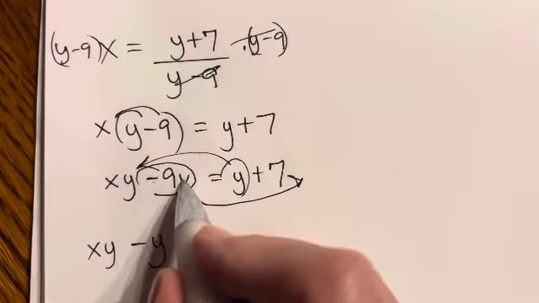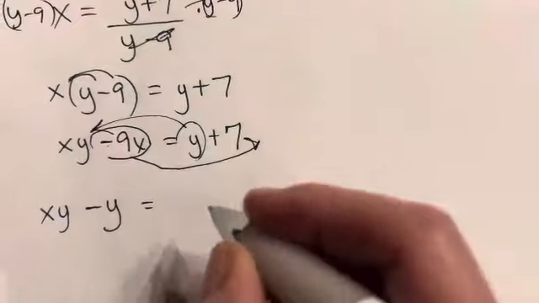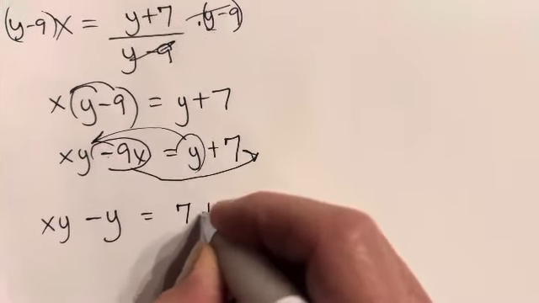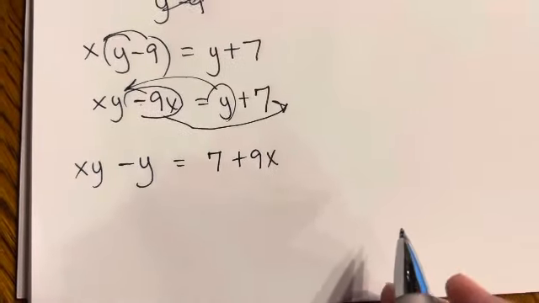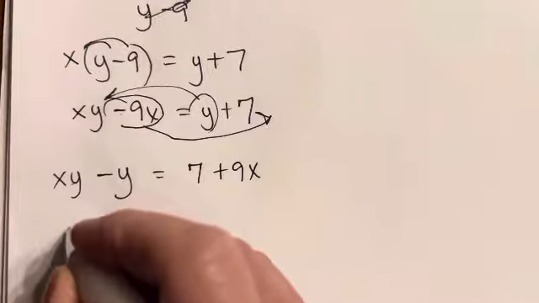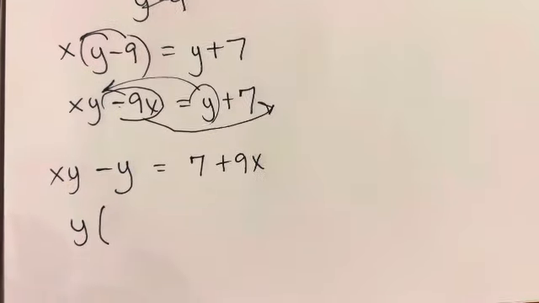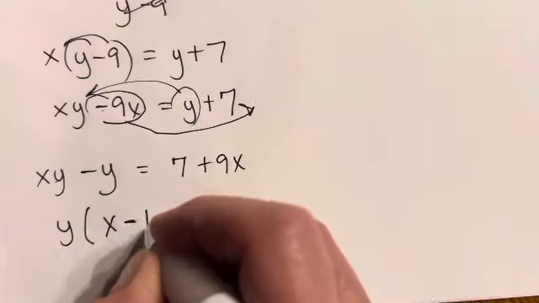This is a minus 9x. If I move him to the other side, he would be a positive 9x. Now you can either write that 7 plus 9x or 9x plus 7. I don't care. Realize that's the same thing. Okay, both of these terms have the y, so I'm going to factor out the y. If you pull a y out of this, you're left with x minus 1.